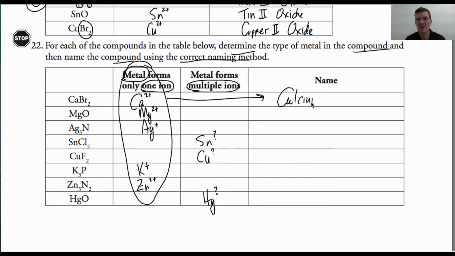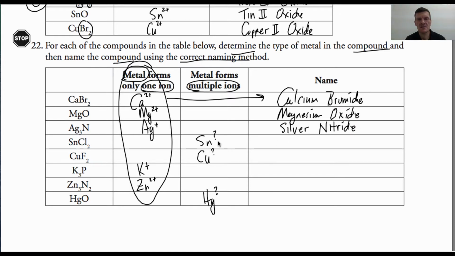This is calcium bromide. This one is magnesium oxide. Here, silver nitride.